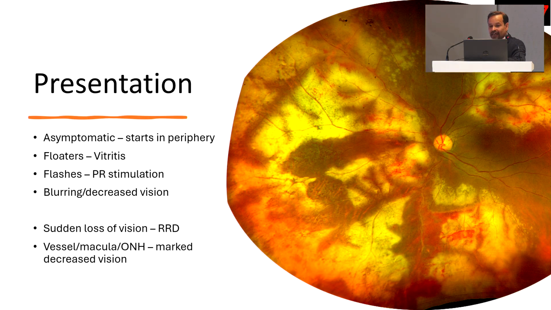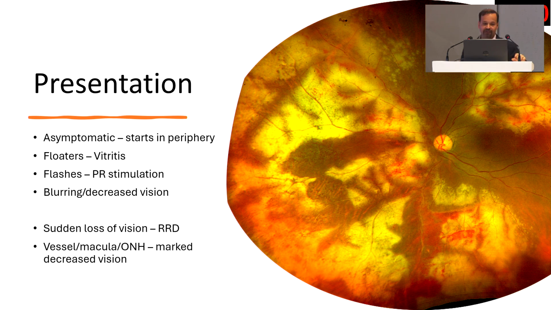So typically, CMV retinitis would start in the periphery, especially the one which is in the indolent form. These patients can be asymptomatic, or they may present with floaters because of vitritis. Sometimes because of inflammation, there might be mechanical or chemical stimulation of photoreceptors, and these patients can present with flashes as well. And of course, once there is involvement of the posterior pole or there is significant haze in the vitreous, the patients can present with blurred or decreased vision as well.